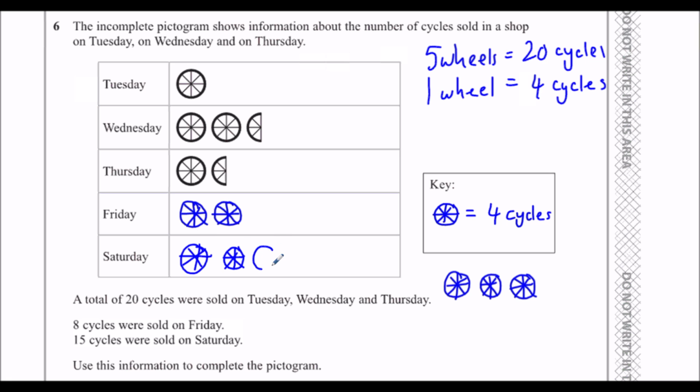4, 8, 12. We need 3 more. So we need 3 quarters of a circle. So if we can draw 3 quarters of a circle, that will be 15. 4, 4, 4, and 3.